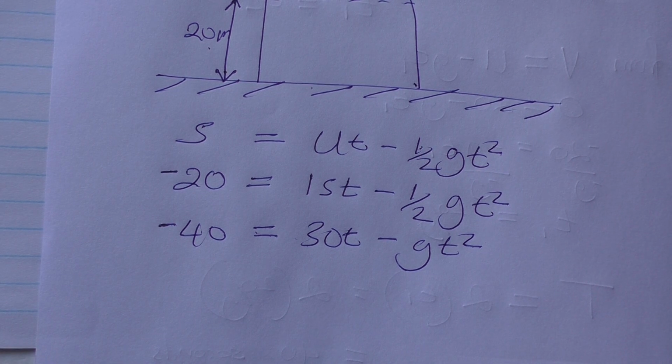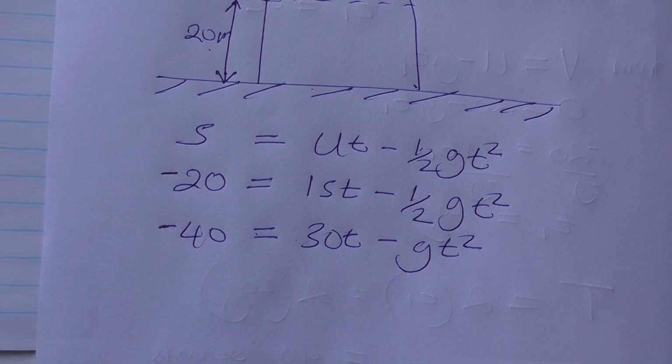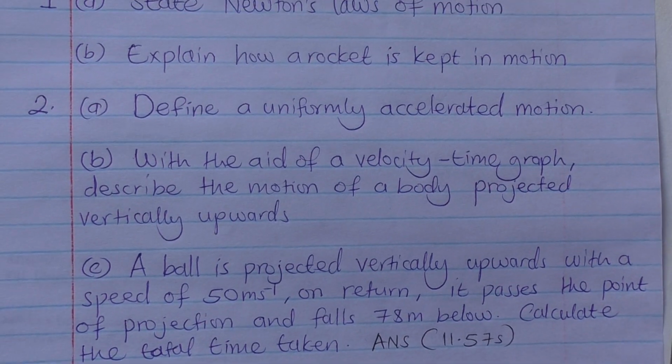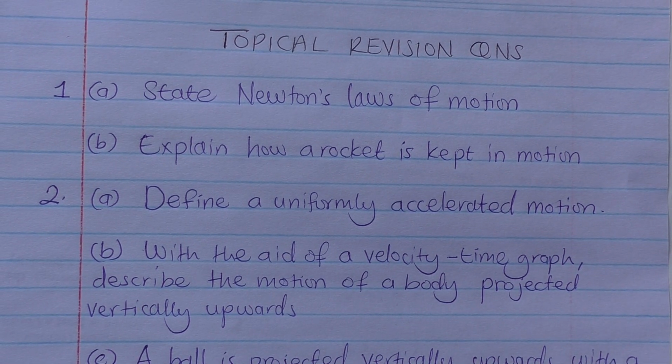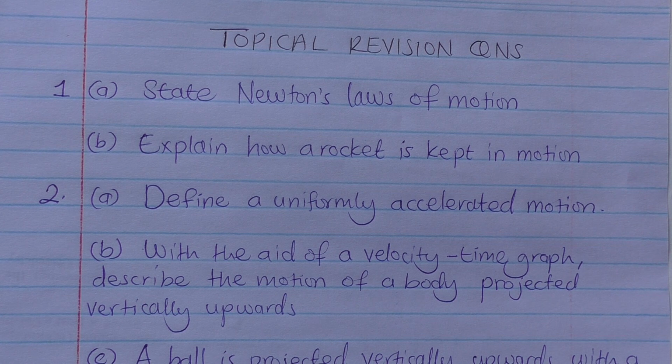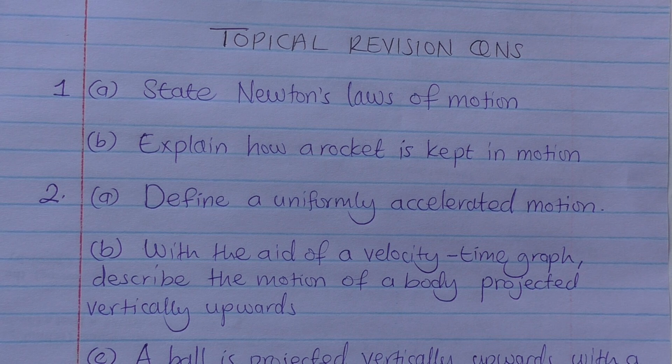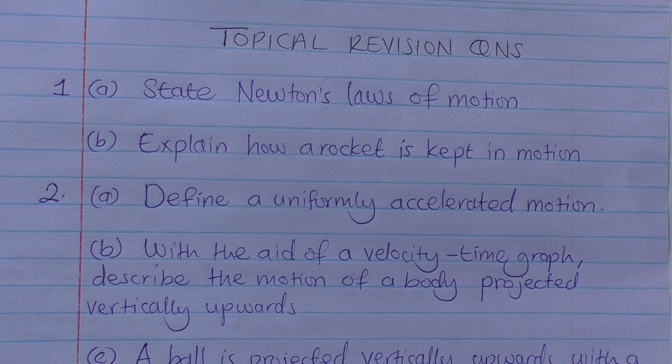So please, that has been motion under gravity. I leave you with some trial numbers. So you try out these numbers. Number 1 part A is asking for Newton's laws of motion. You should state them clearly. Then they want us to explain how a rocket is kept in motion. You can research about it.